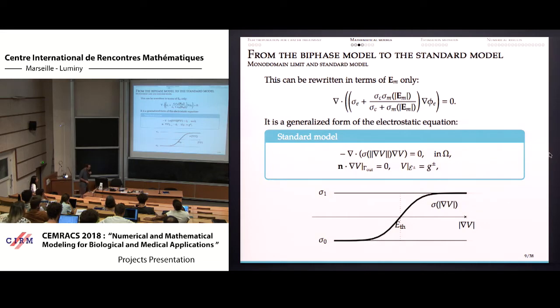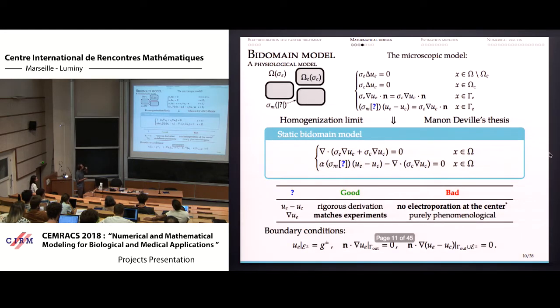Okay, so now we have another model, which is the B-domain model. This one is derived in a, I would say, more rigorous way, because we write basically the continuity equation at the level of the cell. So we have divergence-free electric fields outside of the cell and inside of the cell, and then we have some continuity conditions on the membrane.